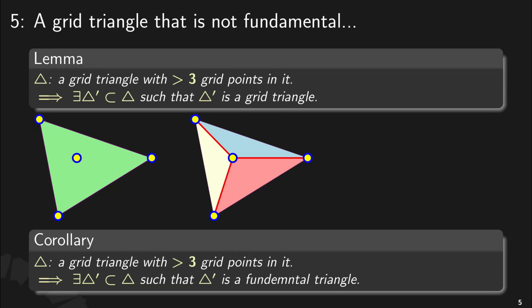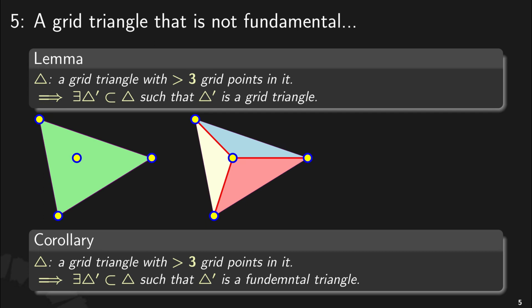And this lemma is interesting because what it says is that you can continue in this fashion, right? As long as you have a grid triangle that contains more than 3 points in it, you can find a sub-triangle that is strictly smaller than it, contained in it, and you continue in this fashion until you bottom out. And you have to bottom out because every time you go down, the area shrinks, right? And it shrinks until you bottom out with a fundamental triangle, a triangle that contains only 3 grid points.